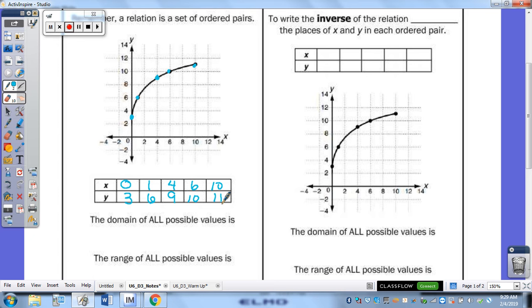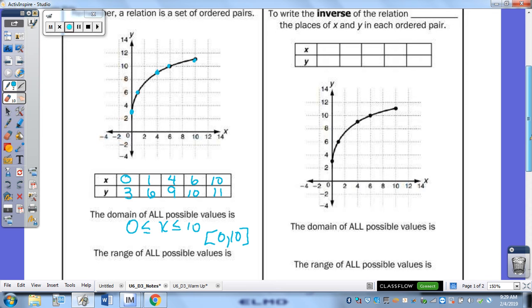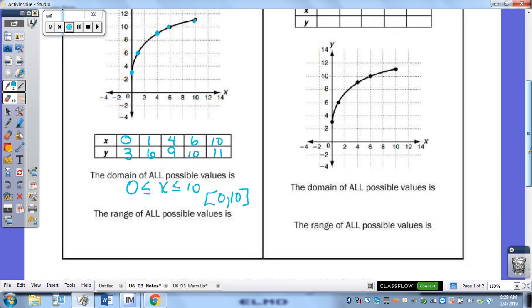The domain, all possible x values, starts at 0 and goes up to 10 on our graph, because there's no arrows, so that graph's not going to keep going. So our domain is simply from 0 to 10. Remember, the other way we could write it in interval notation would be with brackets, because those points are included, 0 to 10.